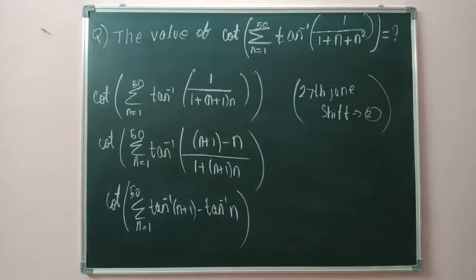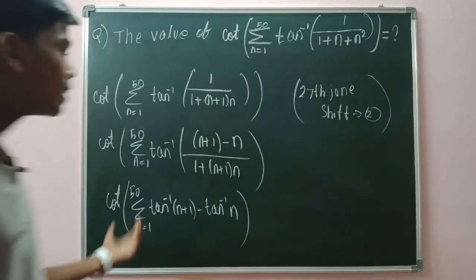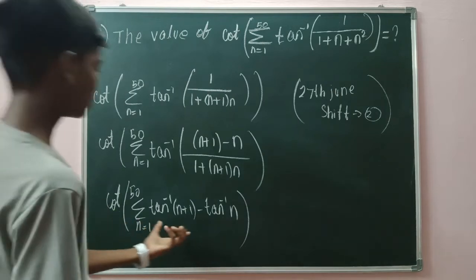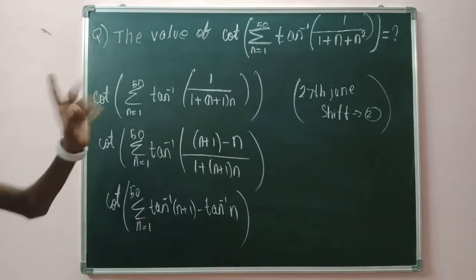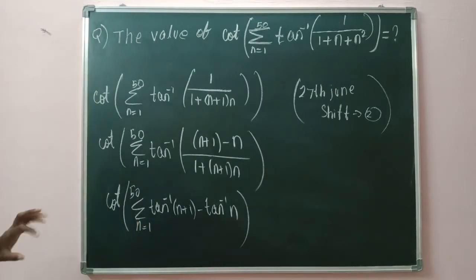Just to solve the summation. Solving summation, you guys know very well now. So what you will do is, we need to solve this sigma notation. First put 1 in place of n, next put 2 in place of n, next put 3 in place of n, all the way up to 50.